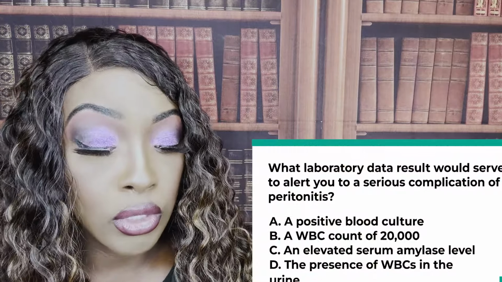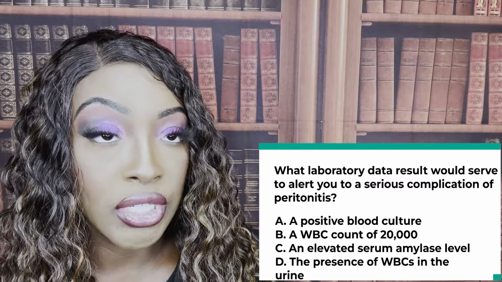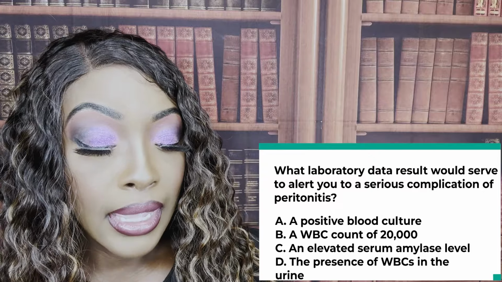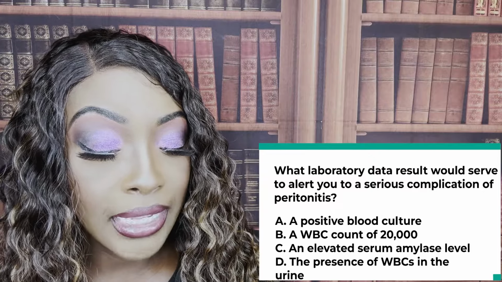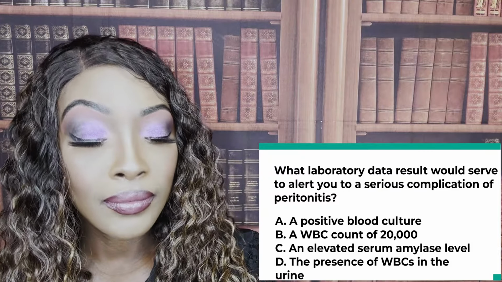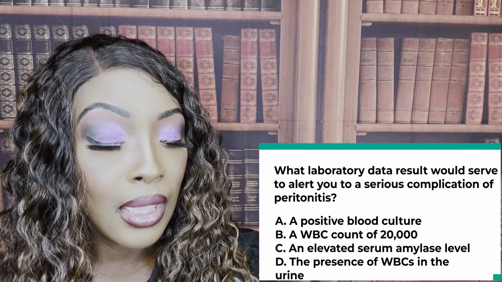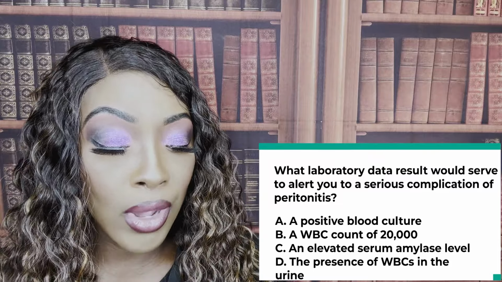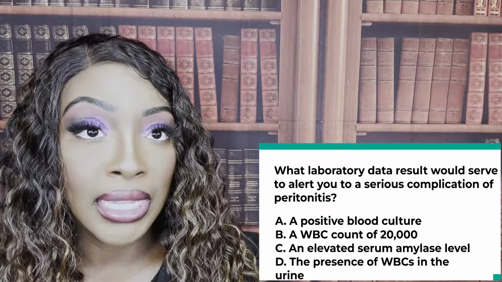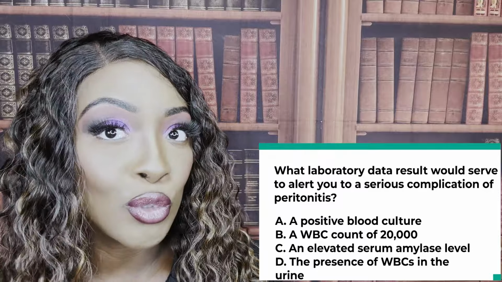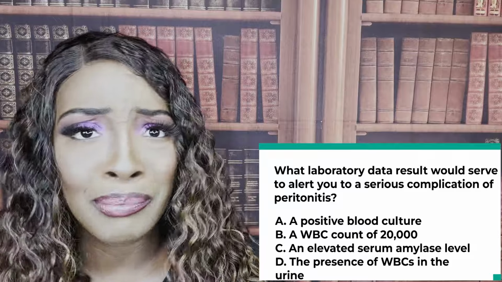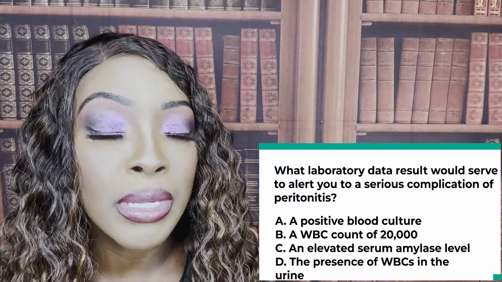What laboratory data would serve to alert you to a serious complication of peritonitis? A, a positive blood culture, B, WBC of 20,000, C, elevated serum amylase level, D, presence of WBCs in the urine. And guys, the correct answer is A, positive blood culture. So the question's asking us what would be a signal to us of a serious complication of peritonitis. Well, I just told you, peritonitis is inflammation of the peritoneum and having basically bacteria or pathogens in what is supposed to be a sterile environment.